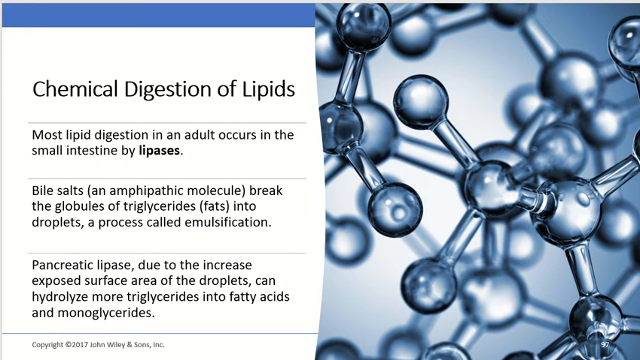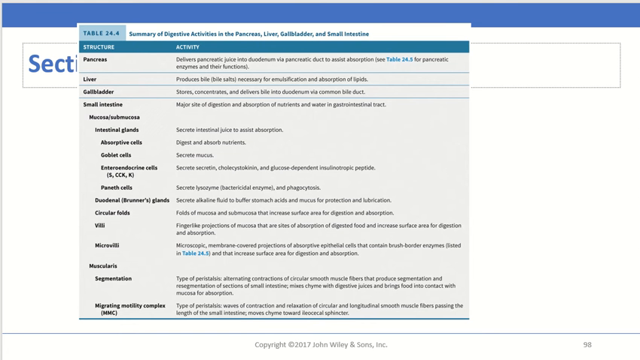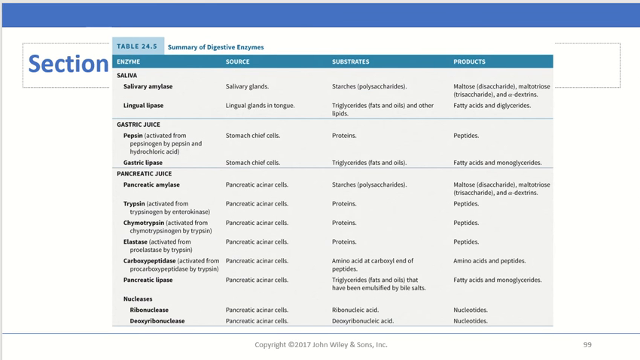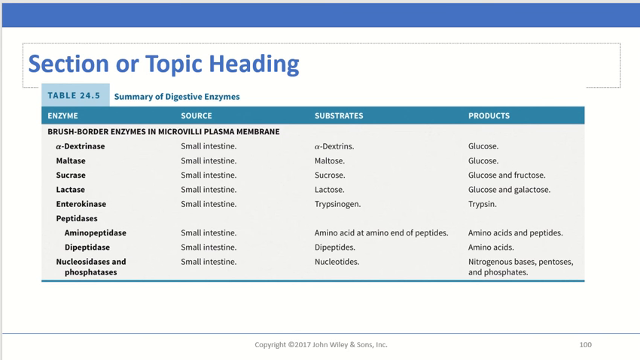So here we have just a basic table summarizing the digestive activities of the pancreas, the liver, the gallbladder, and the small intestine. And we really talked about the pancreas, the liver, and the gallbladder in the last lecture. So this is a nice summative sort of slide. We also have a table looking at a summary of the digestive enzymes and the source that's producing them, the substrates that they're breaking down, and the products that they result in. And then we also have more digestive enzyme tables.